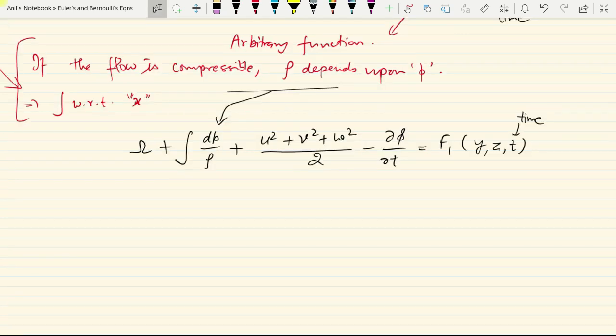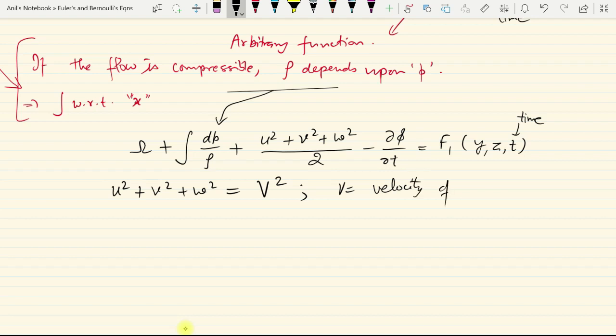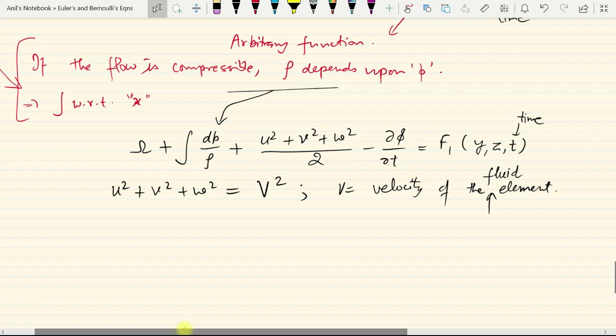Here also, we know u square plus v square plus w square can be written as capital V square, where V is the velocity of the element which is being considered here, of the fluid element, and u, v, w are obviously the x, y and z components of this velocity.